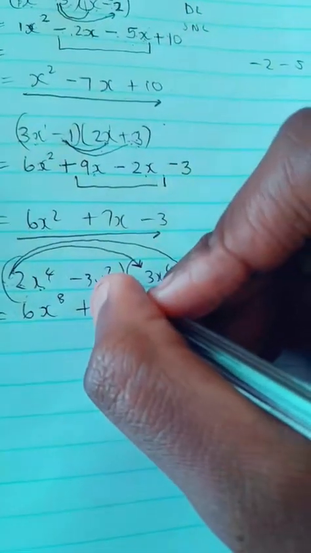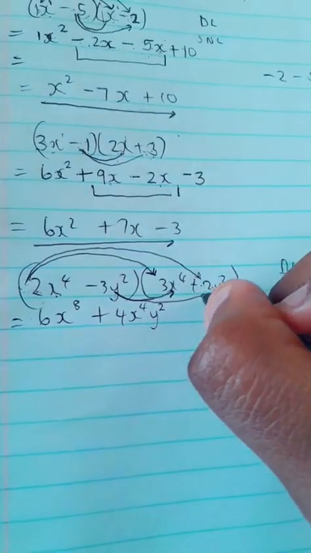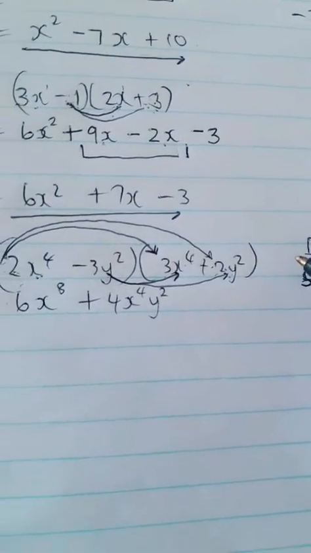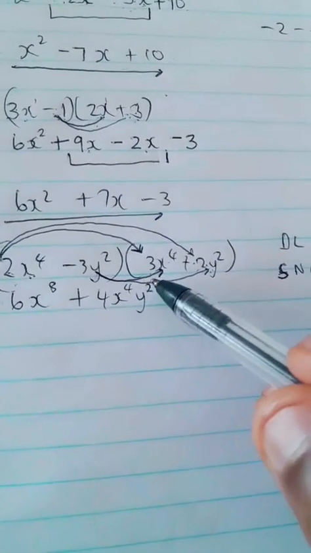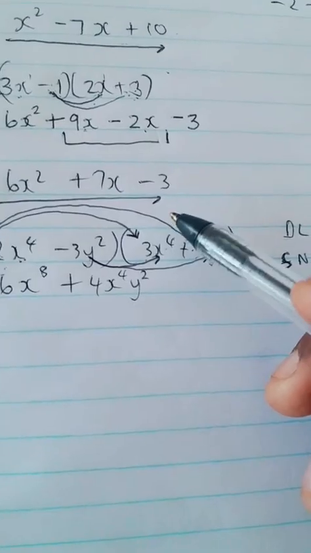We take the negative 3y, we distribute to 3x to the power 4. We take the negative 3y, we distribute to 2y squared. Ntabi, I don't understand what you mean, but where is the middle sign? Okay, I don't understand that. Maybe you need to tell me what do you mean, which middle sign?